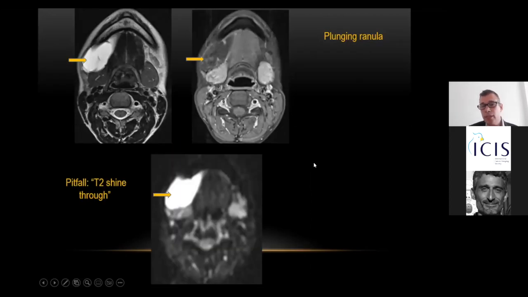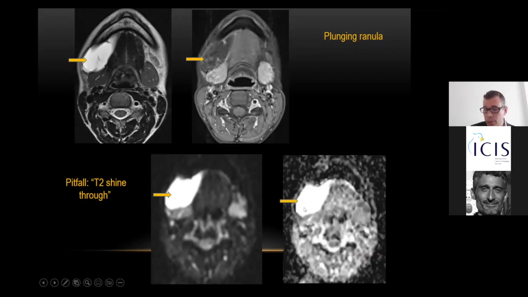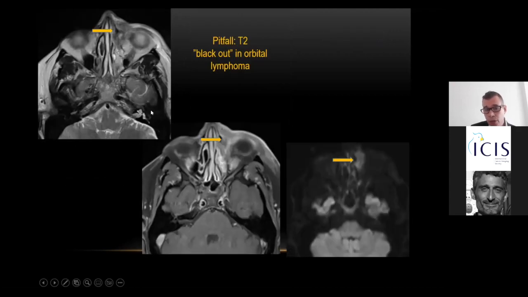I also mentioned the effect of T2 shine-through on a diffusion-weighted sequence, and we must always correlate with our ADC maps in this respect. So here we've got a benign lesion, a plunging ranula within the right submandibular space, but very bright on the DWI signal. And it's only when we correlate with the ADC map that we realize this corresponds to free diffusion. So that's one pitfall.